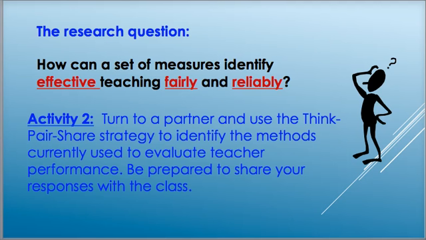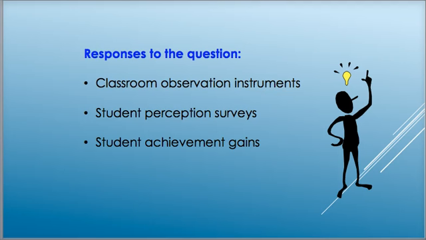Here's activity 2. Before you start, let's think about this. What does it mean to be an effective teacher? Now, using your experiences, how is effective teaching currently evaluated? Are these methods fair and reliable? Let's see how you did. These are frequently used methods currently used to measure teacher effectiveness: classroom observation instruments, student perception surveys, and student achievement gains.